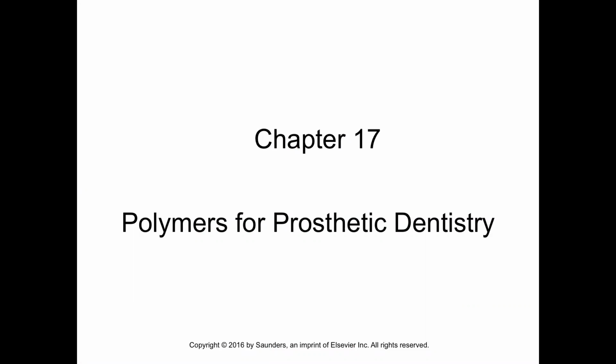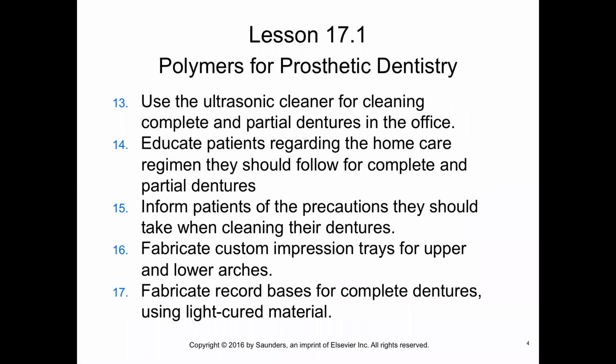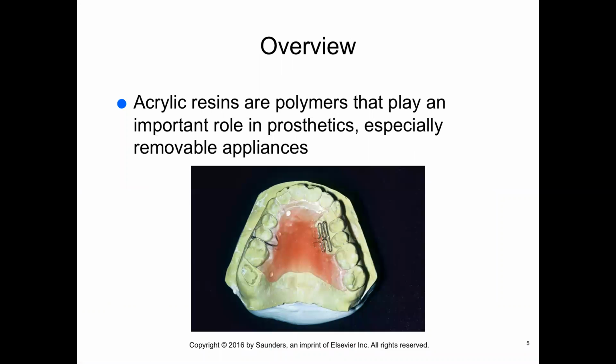This week we're going to go over Chapter 17, which is reviewing the polymers for prosthetic dentistry. Acrylic resins are used in the construction of complete and partial dentures, orthodontic retainers, and also maxillofacial prostheses. They're also used to make the maxillofacial prosthesis used to replace missing oral and facial structures.